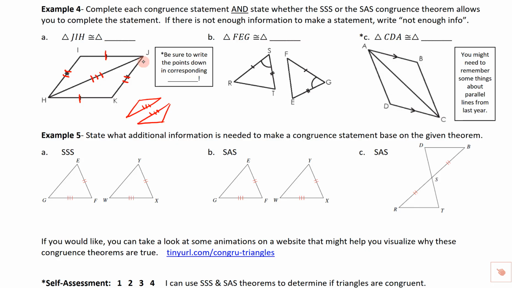Now, one thing that we want to do when we write down the congruence statement is make sure that we write down the points in the corresponding order. We don't want to just write them willy-nilly. So on this one, it says JIH. So one thing I like to do is I like to think, okay, JIH. So I went from 1 hatch mark to 2 hatch marks.